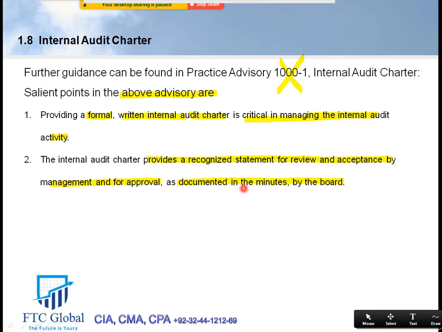Minutes, I'm sure you remember, those who are involved in a little bit of corporate affairs of the company. Whenever meetings take place between the senior management and board of directors, what is discussed is kept in minutes. They are called the minutes of the meetings.